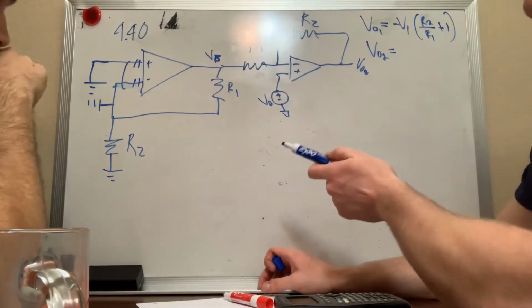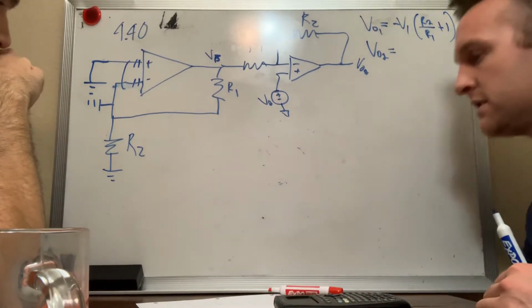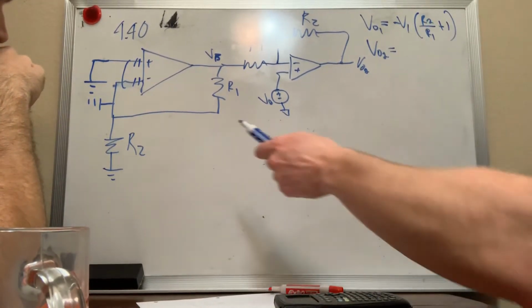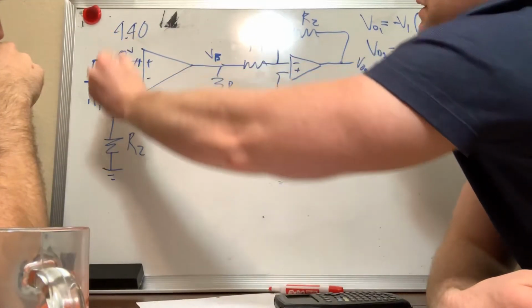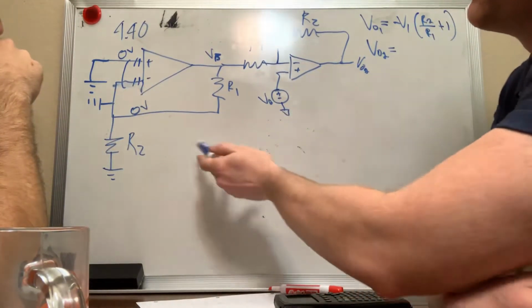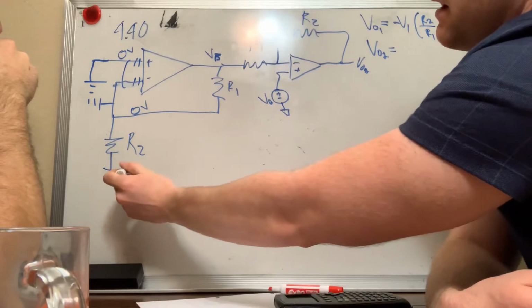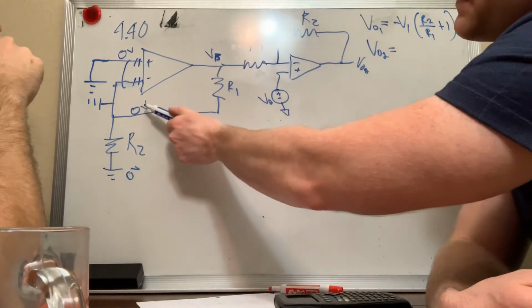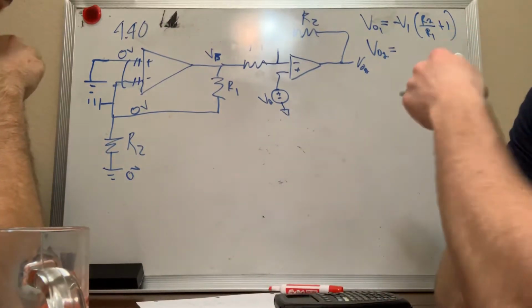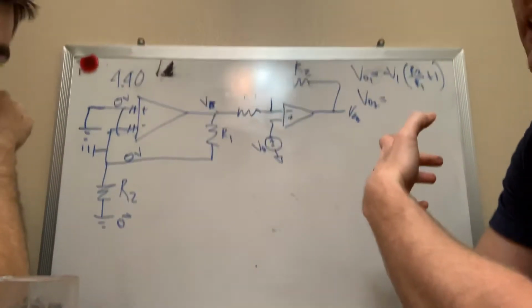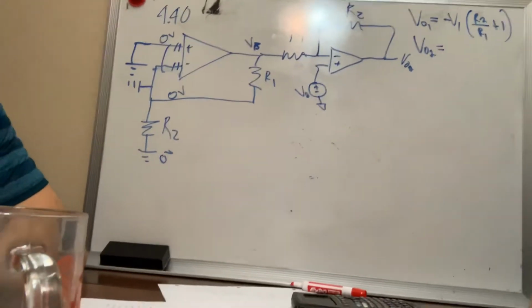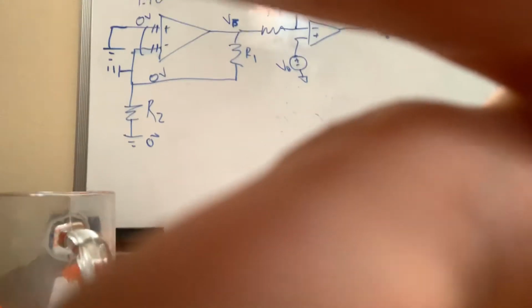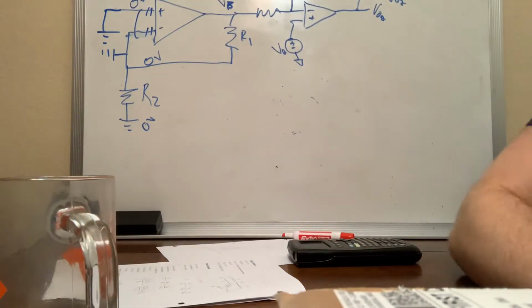We know because of our virtual short assumptions that there's 0 volts here, and so therefore there's 0 volts here, right? There's also 0 volts over here, and wherever you have the same voltage on either side of a resistor, there's no current flow, right? Current can't flow from the same potential to the same potential.